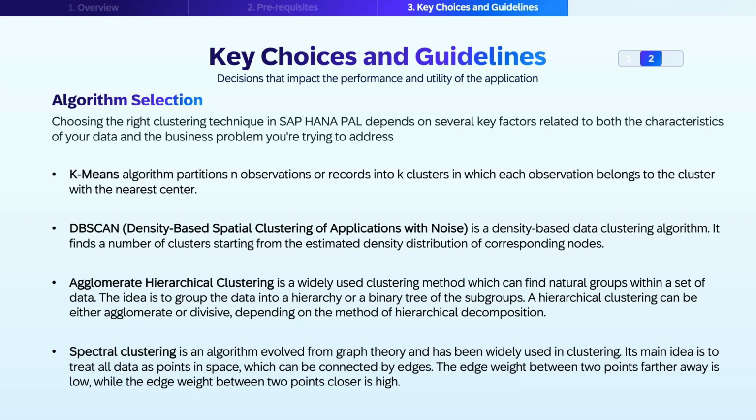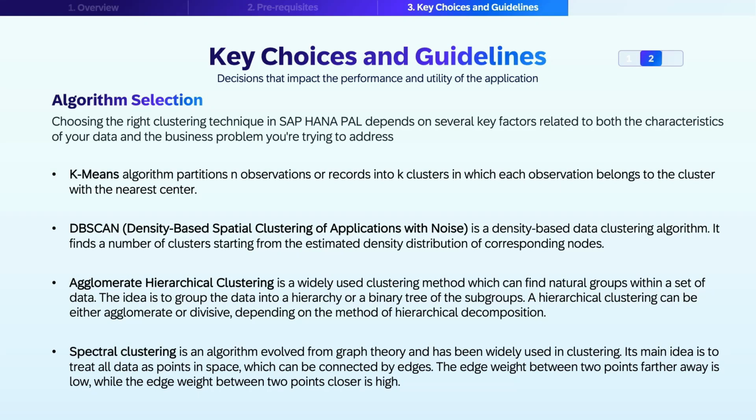Agglomerate hierarchical clustering is a widely used clustering method which can find natural groups within a set of data. The idea is to group the data into a hierarchy or a binary tree of subgroups. A hierarchical clustering can be either agglomerate or divisive, depending upon the method of hierarchical decomposition. An advantage of hierarchical clustering is that it does not require the number of clusters to be specified as input. And the hierarchical structure can also be used for data summarization and visualization.